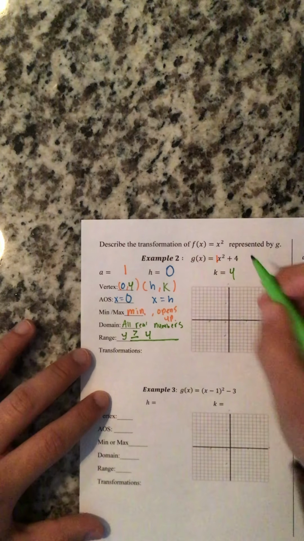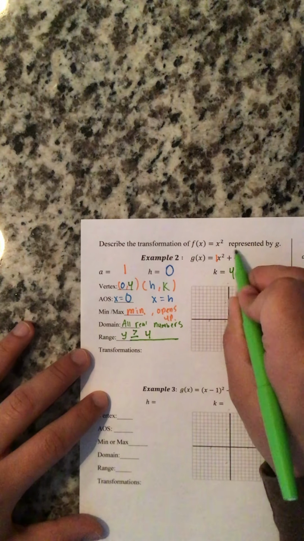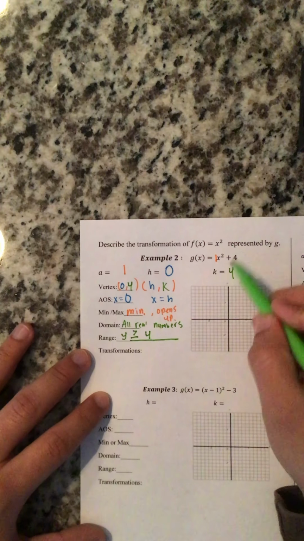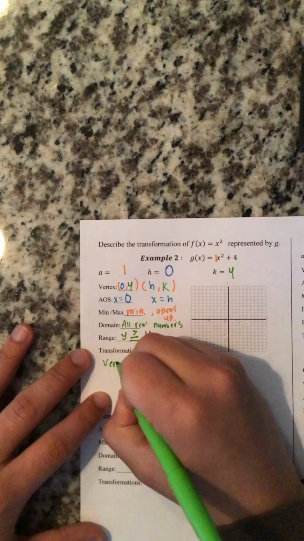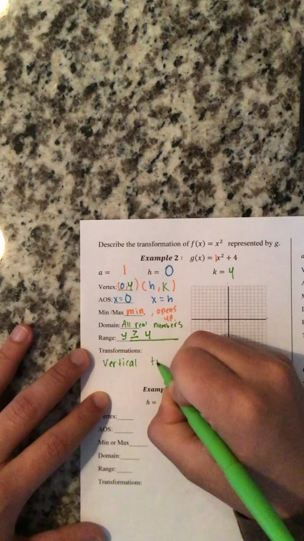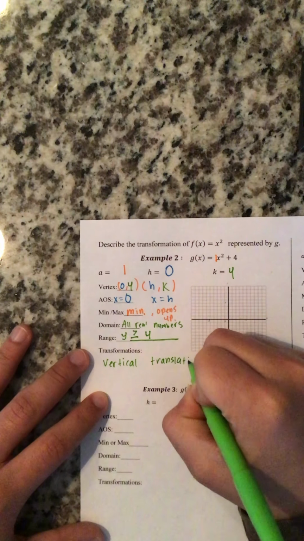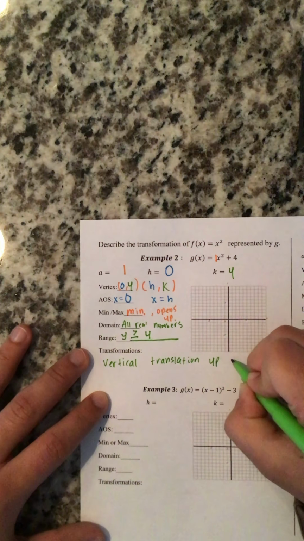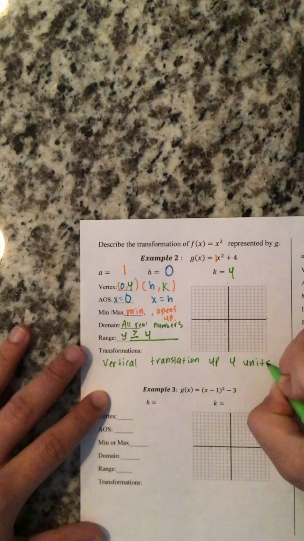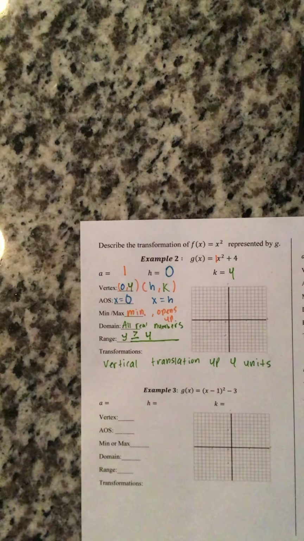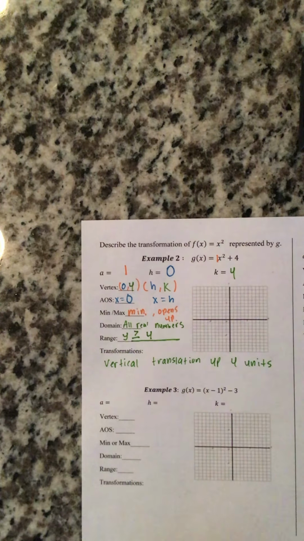The only thing that I have is this plus 4 in the back. Remember, any number in the very back tells me I have a vertical translation up 4 units, okay? Just like that. And that's my only transformation. That's all I can do, okay?